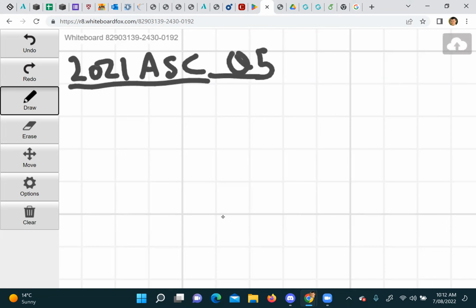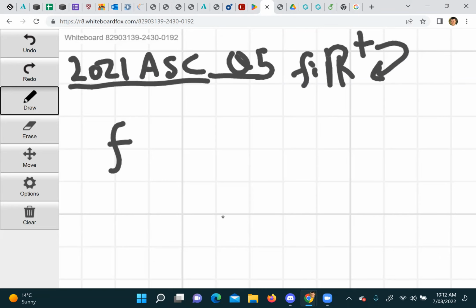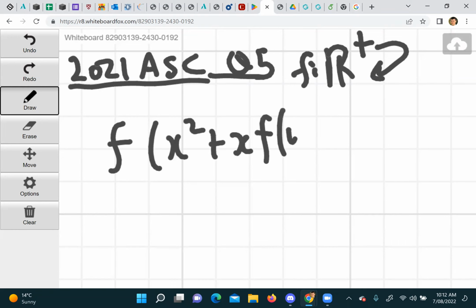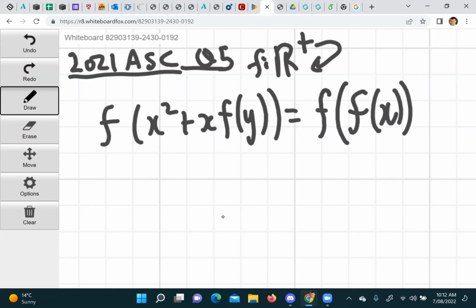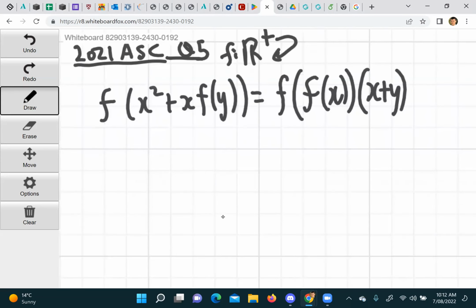Q5. So real plus to real plus, and it's x squared plus x f of y equals f of x times x plus y. Like this. Yeah?